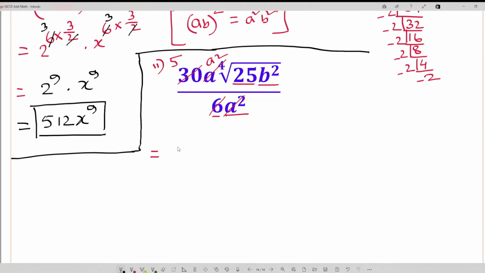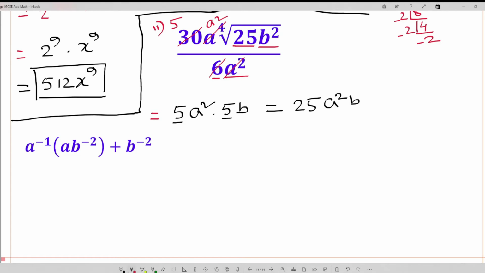We can write 5a square, and also this 25, once we take the square root, it will be 5, and b square becomes b. So what will be the answer? 5 times 5 is 25 and a square b. Very simple question.